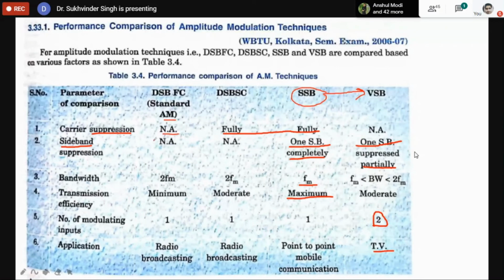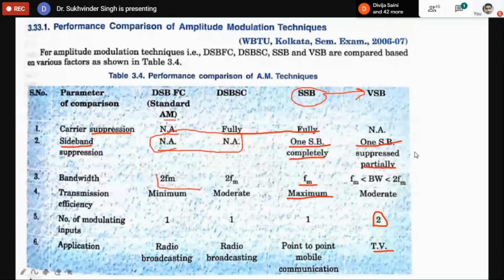Sideband suppression. In case of single sideband, one sideband is completely suppressed. In case of vestigial sideband, one sideband is partially suppressed. Why partially? Because here we are taking some of the unwanted part, or vestigial part, of the upper sideband or the lower sideband, whereas this sideband suppression is missing in double sideband full carrier and double sideband suppressed carrier, in which only the carrier is suppressed.